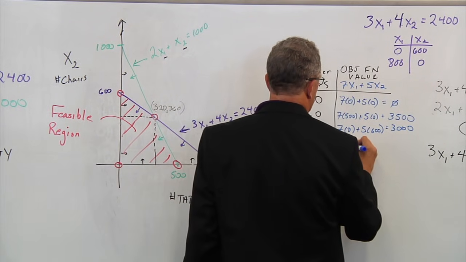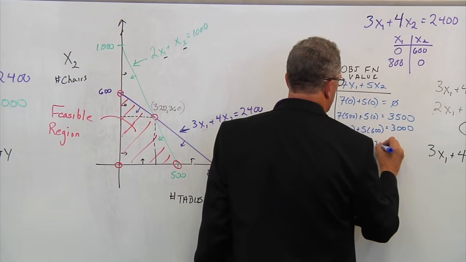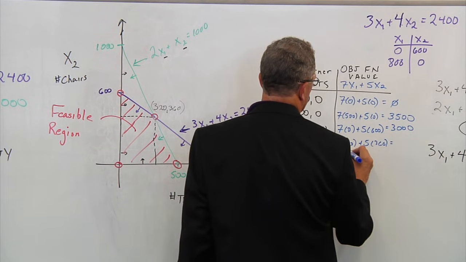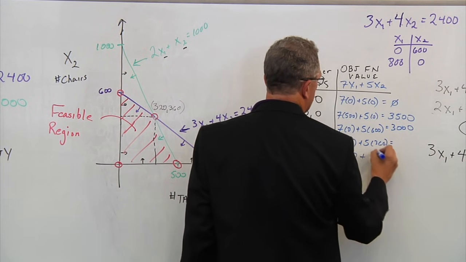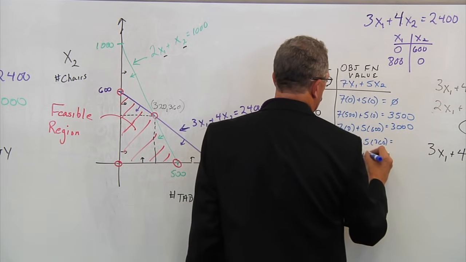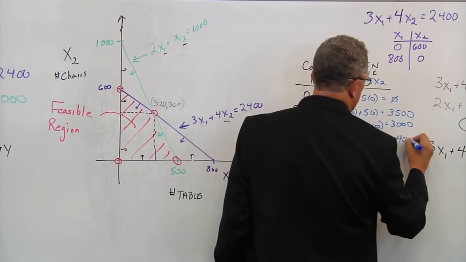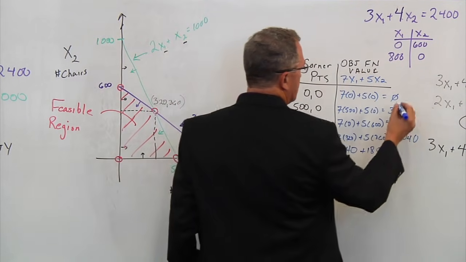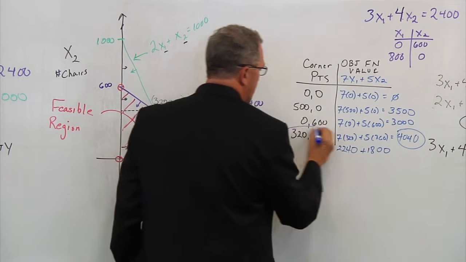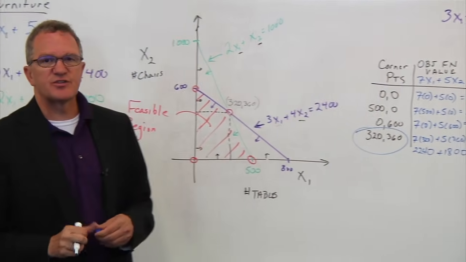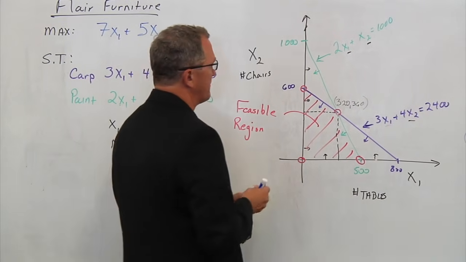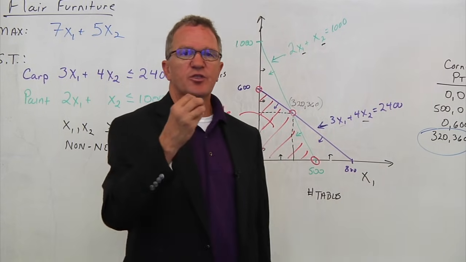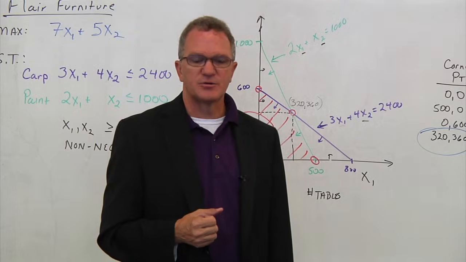7 times 320 plus 5 times 360. 7 times 320 is going to be 2240 plus 5 times 360, 1800. That's going to be $4,040. Take a look at what's the most profit. 4,040 is the most profit. 320, 360 is the solution. I will make my most profit if I design my facility, my resources, to produce 320 tables and 360 chairs.